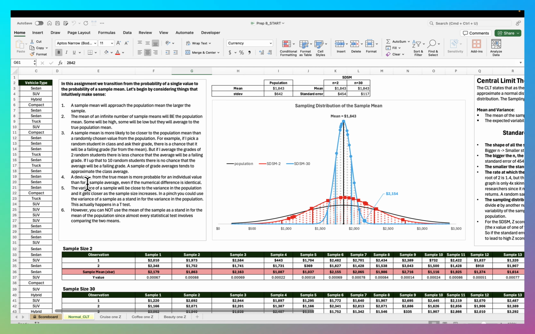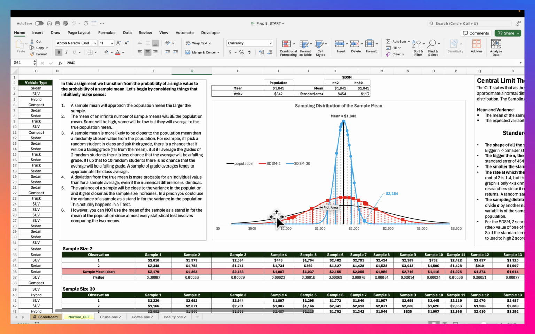A deviation from the true mean is more probable for an individual value than for a sample average, even if the numerical difference is identical, and that's pretty much just saying the same thing. Number 5, the variance of a sample will be close to the variance of the population, and it gets closer as the sample size increases. In a pinch, you could use the variance of a sample as a stand-in for the variance of the population, and this actually happens in a t-test.